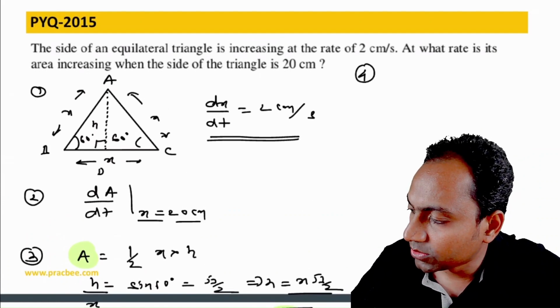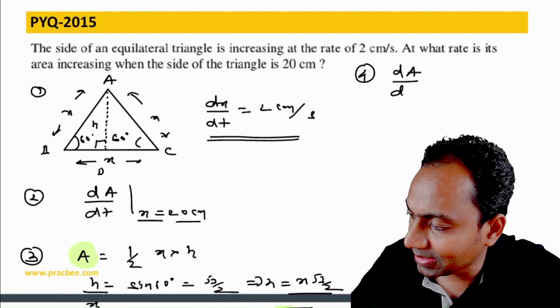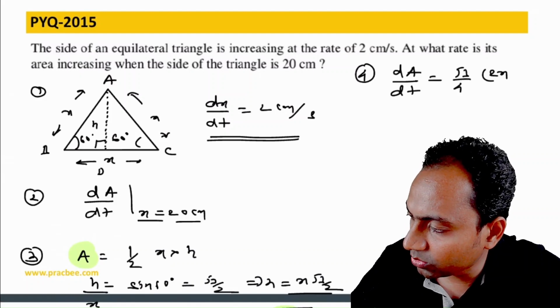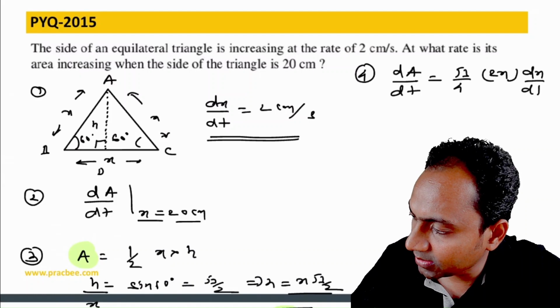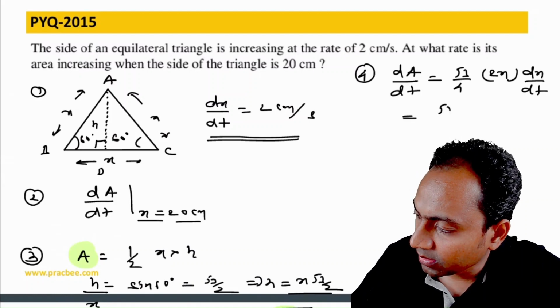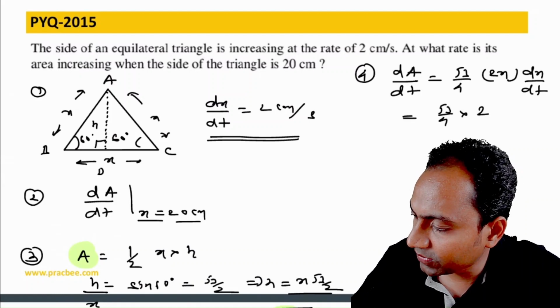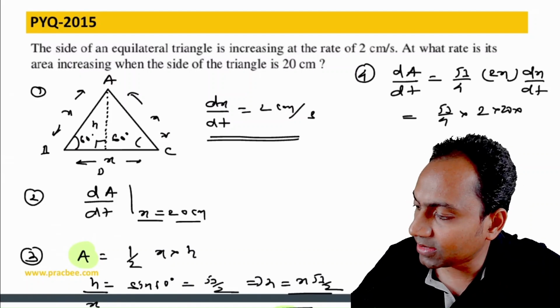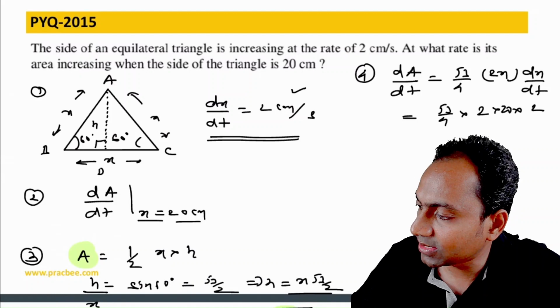So we are going to differentiate, dA by dt, and if I do so, it is root 3 by 4 into 2x into dx by dt. Now all the things are known. Root 3 by 4 is fine. The value of x that they have given is nothing but 20. And the value of dx by dt that is also given in the question is 2. So let us substitute all the values.